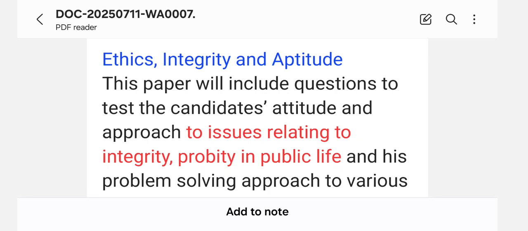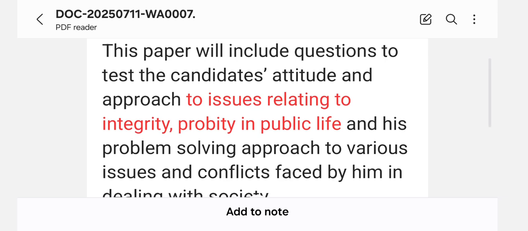So let us have a discussion on the syllabus at first. You should make keywords of each and every topic of the syllabus. Our topic is ethics, integrity and aptitude. It is said that this paper will include questions to test the candidate's attitude and approach to issues relating to integrity, probity in public life.